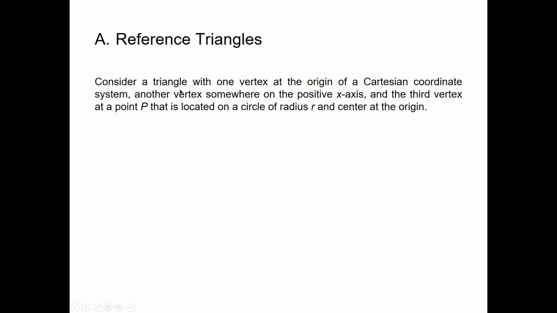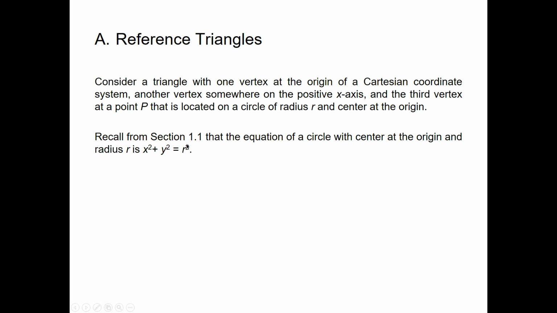So, reference triangles. Consider a triangle with one vertex at the origin of a Cartesian coordinate system, another vertex somewhere on the positive x-axis, and the third vertex at a point P that is located on a circle of radius r and center at the origin. Okay, let's kind of draw a picture of that. Recall from section 1.1, in the algebra portion of our pre-calculus, that the equation of a circle with center at the origin and radius r is x squared plus y squared equals r squared. So we have a picture of the situation on the next slide.